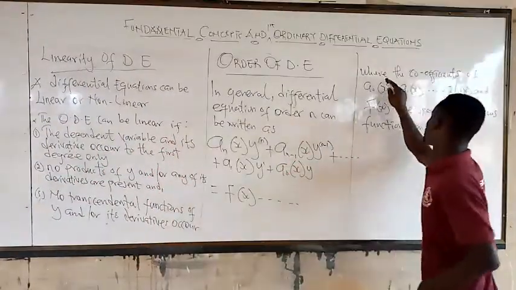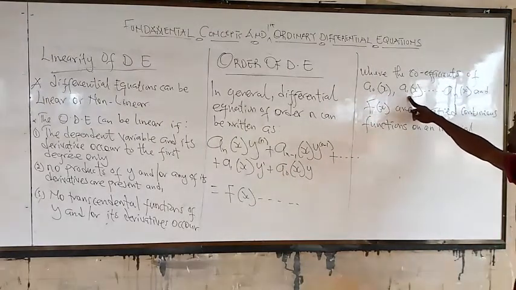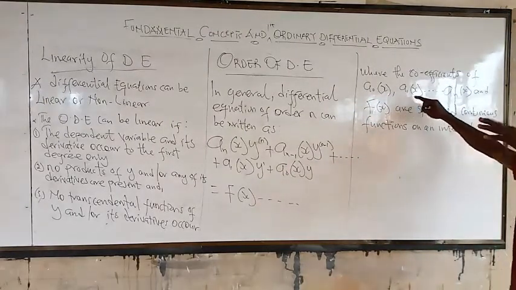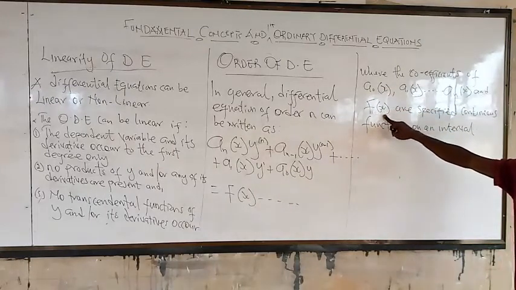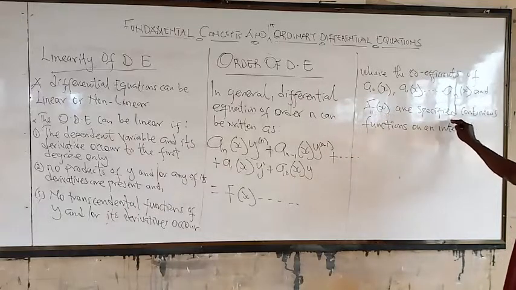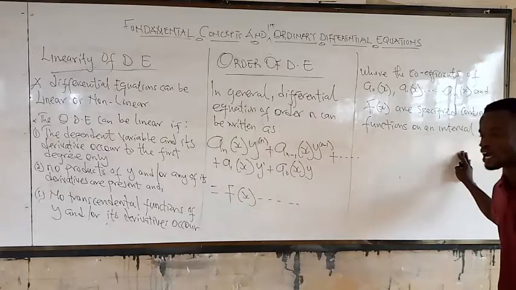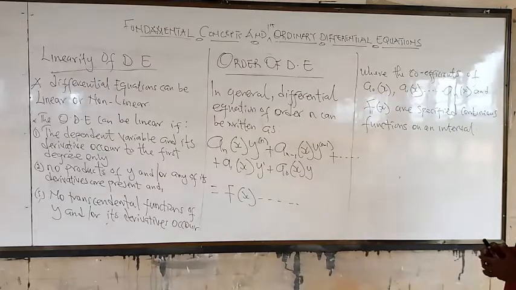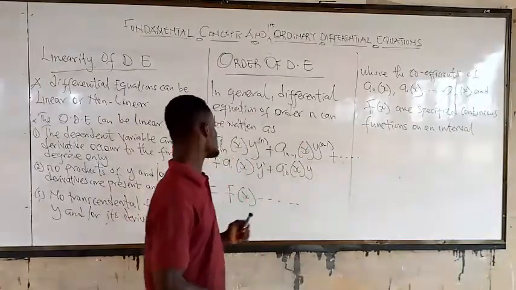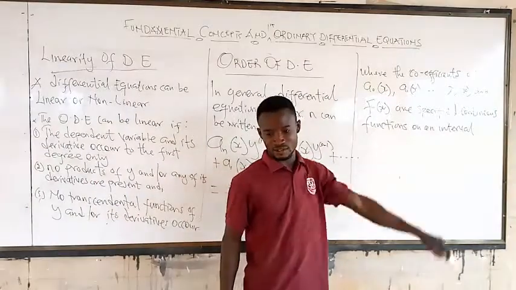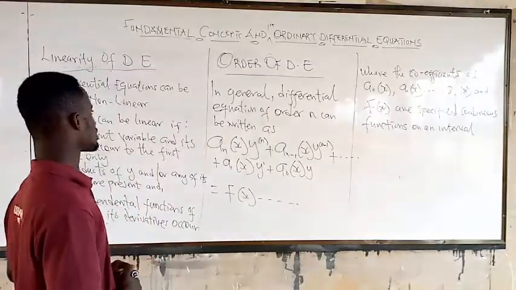Where the coefficients a0, a1, you can also have a2 and others, up to a of n, and the capital F of x are continuous functions on an interval. All that we are saying is that, for instance, if this and this are 0, the order will cease to exist. Okay, so that is that.